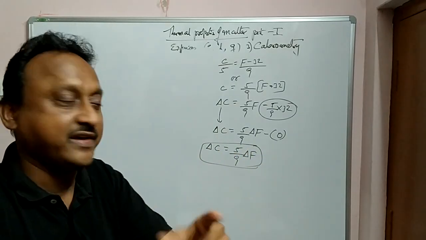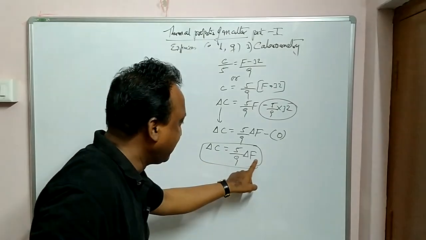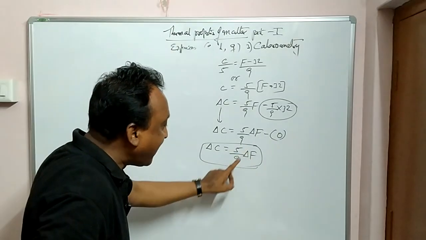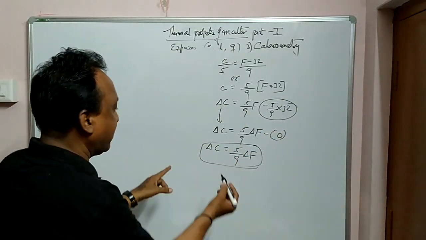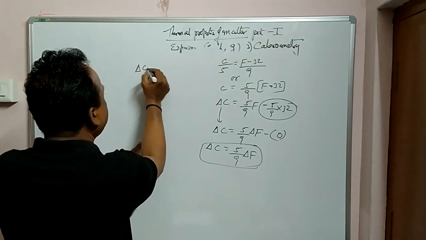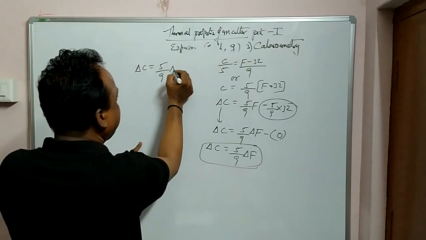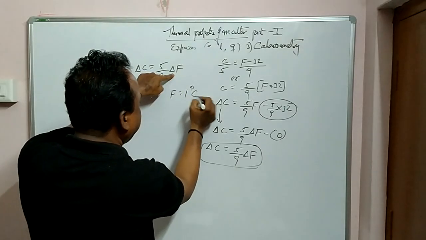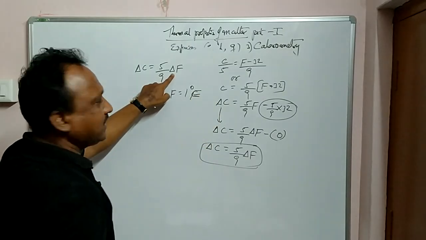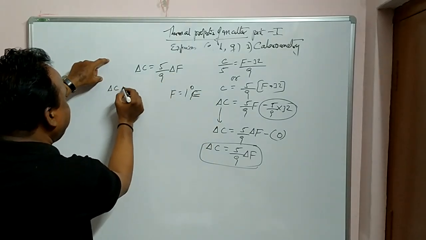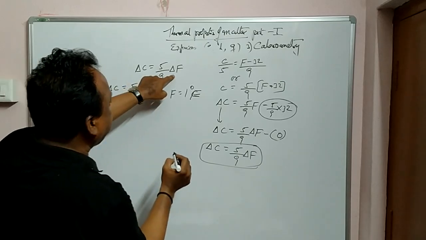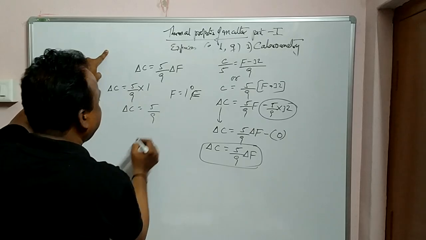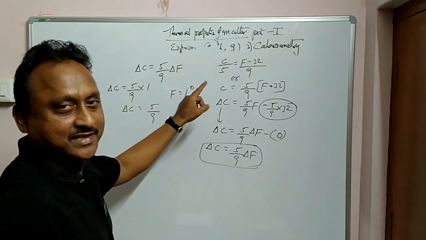So this is the relation between the Celsius centigrade scale and the Fahrenheit scale. That means if the Celsius scale is increased by 1 degree, how much will Fahrenheit be? 5/9 of that value. Sorry, delta C is equal to 5/9 delta F means that if Fahrenheit increases by 1 degree, what is the increment in delta C? 5/9 of delta F, so 5/9 into 1. So delta C is 5/9. So this is the relation.